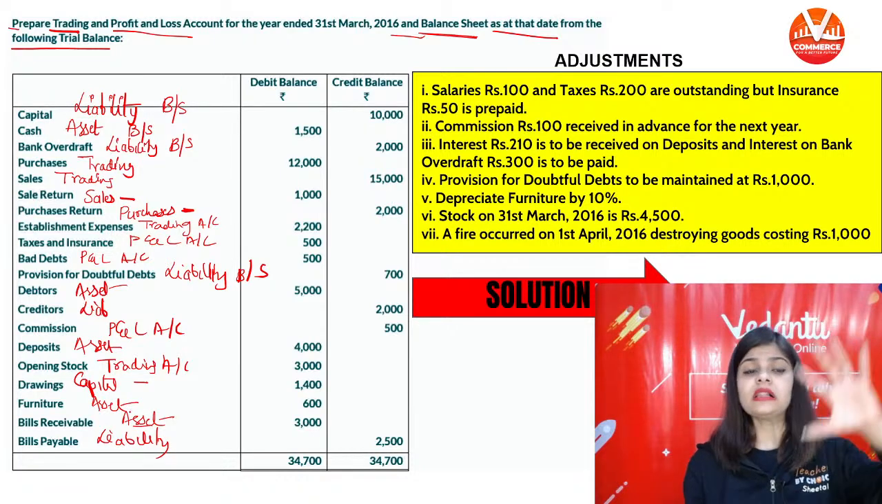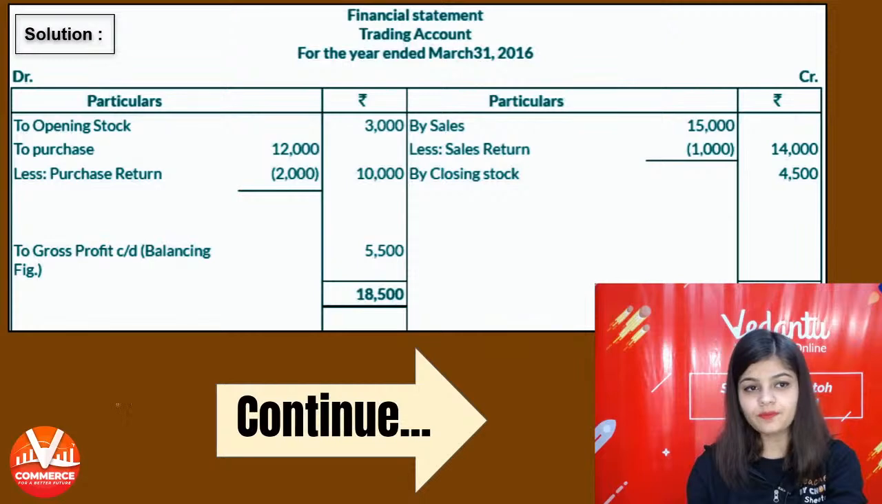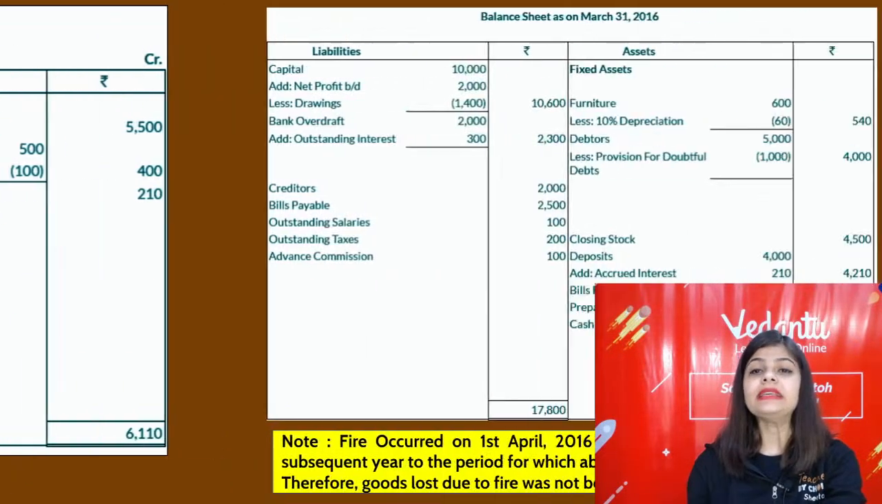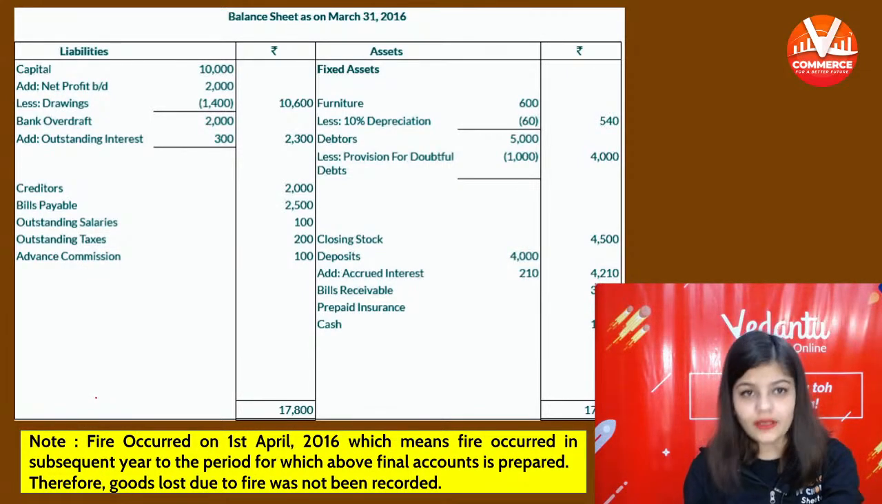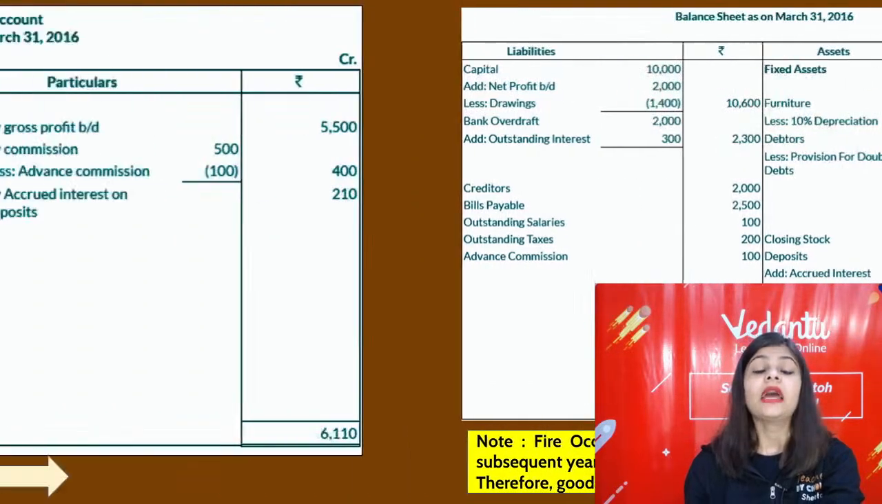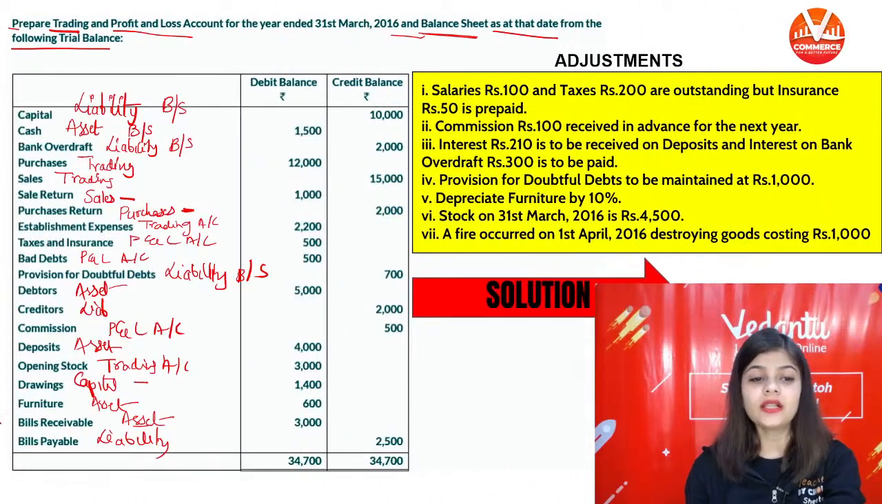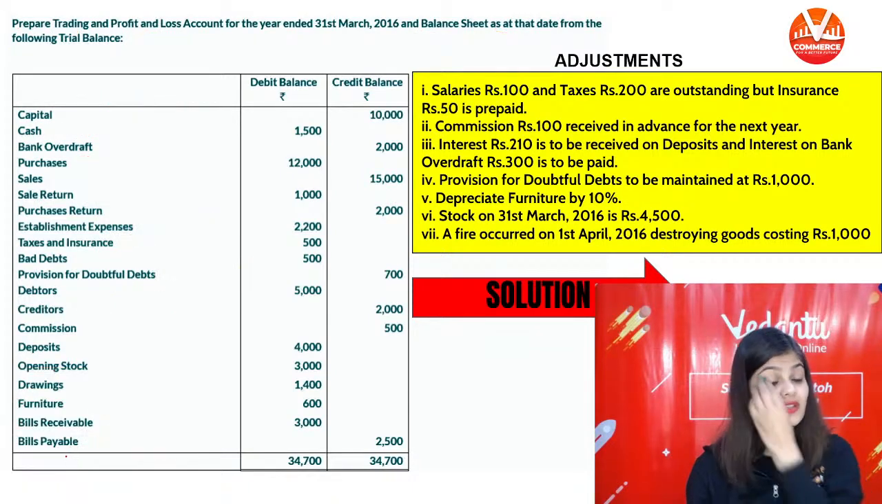So we will record all these items in the trading account, in the P&L account and in the balance sheet. Now we will do the adjustments.